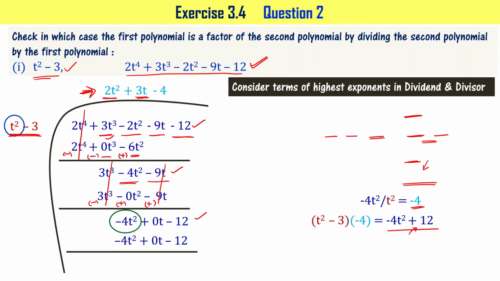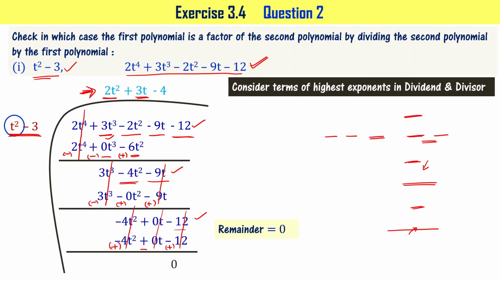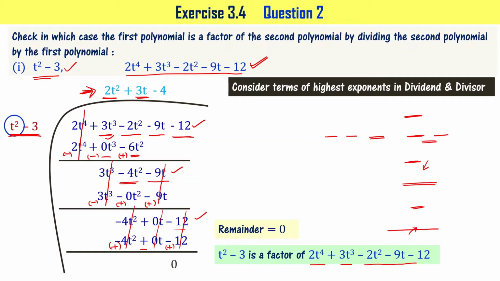Let's subtract that. When you have to subtract, you have to change sign, right? Minus 4t square plus 4t square gets cancelled. 0t anyway gets cancelled. This is minus 12 and this is plus 12. This also gets cancelled. It means the answer you have is 0, right? It means the remainder of this particular division is 0. Since the remainder is 0, we can say that t square minus 3 is a factor of the given polynomial 2t power 4 plus 3t cube minus 2t square minus 9t minus 12, right?